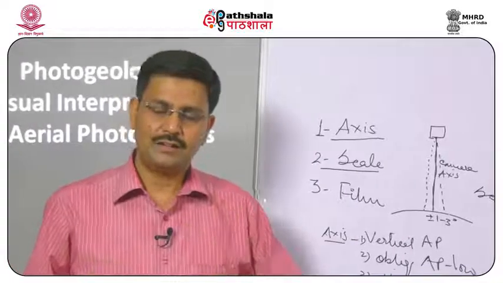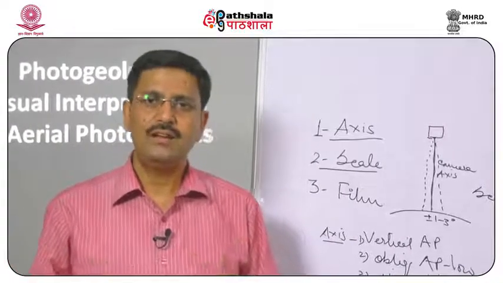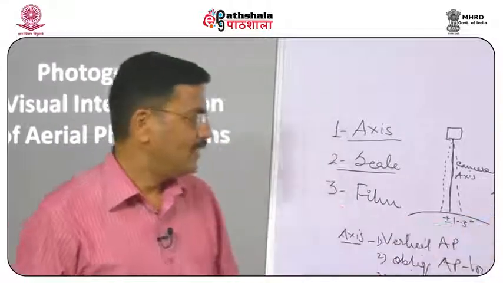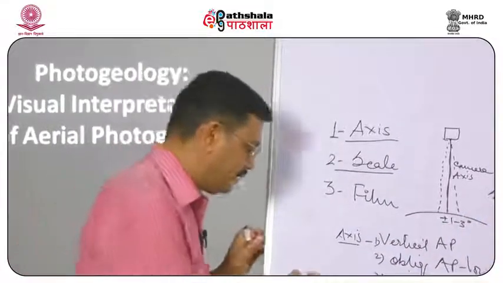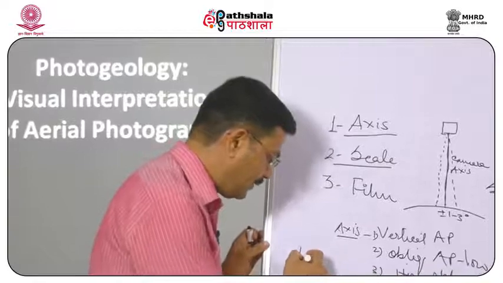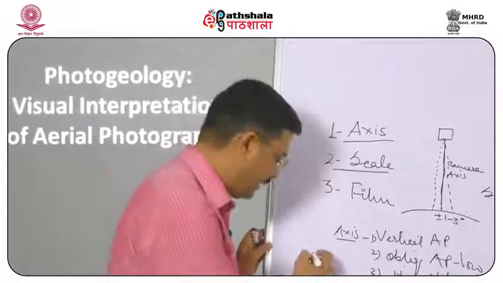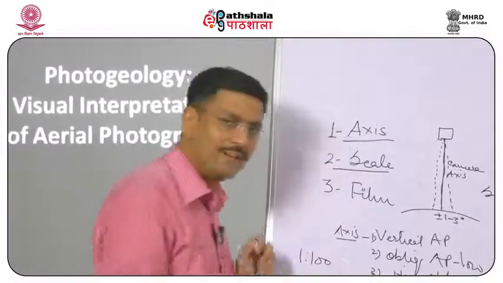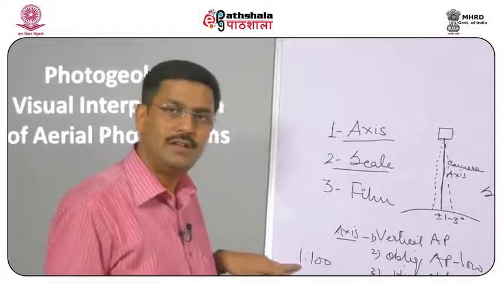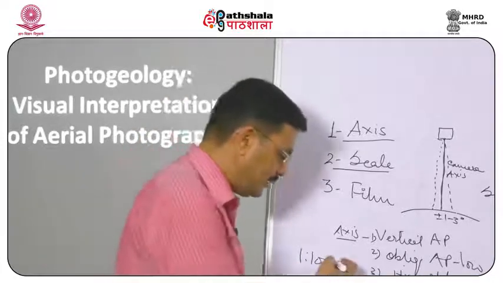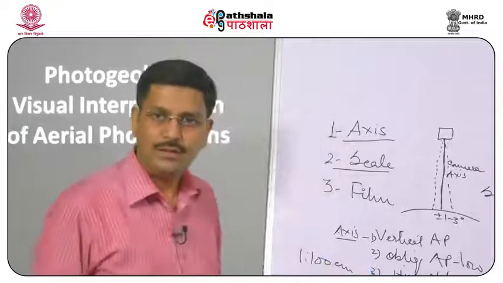Let me try to understand a little bit about the scale. Scale is nothing but a proportion of distance on the aerial photograph and on the ground. If I say 1:100, that means 1 centimeter on the aerial photograph represents 100 centimeter distance on the ground.